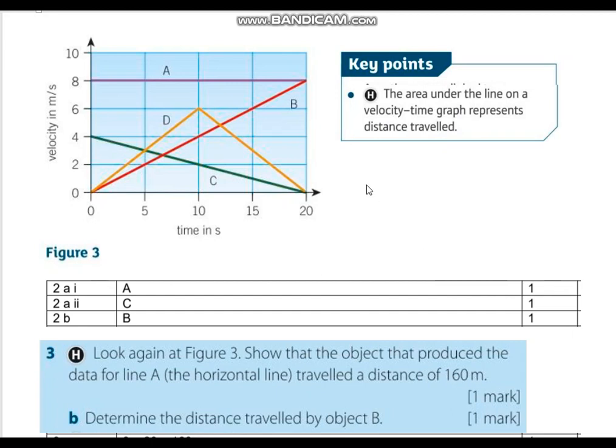So to do this, the area under line A is just a rectangle, and we just need to work out the 2 sides and multiply them together to get the area. So in this case, one side is velocity, which is 8 meters per second from 0 to 8. The other side is time, which is 20 seconds from 0 to 20. Now all we need to do to work out the area is multiply those 2 together. So we just get 8 times 20 equals 160 meters. Okay.